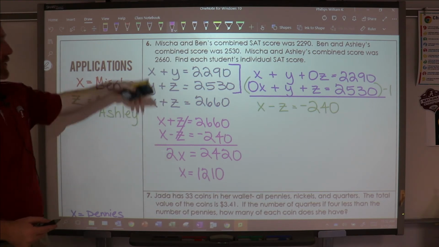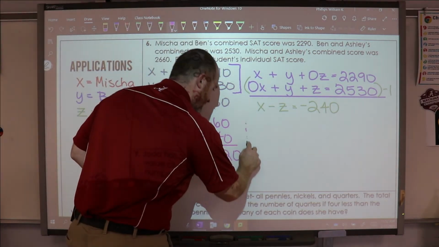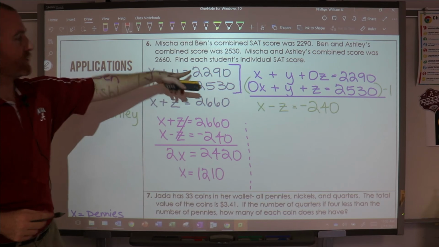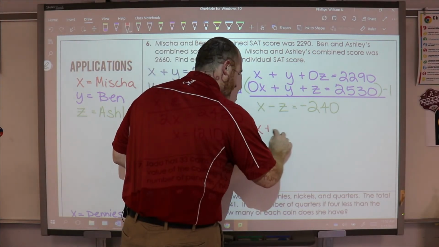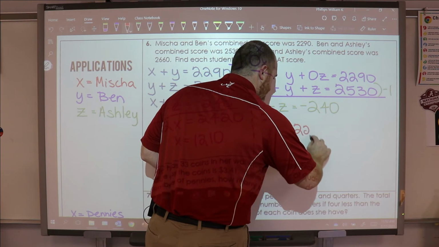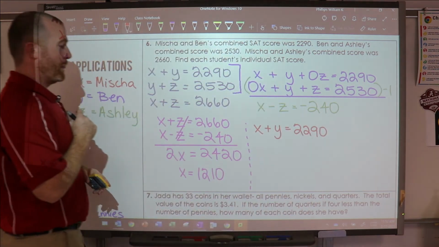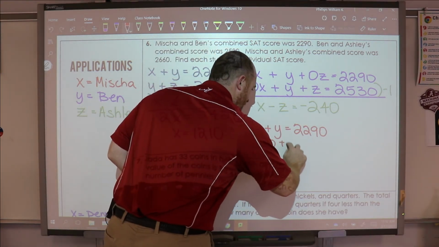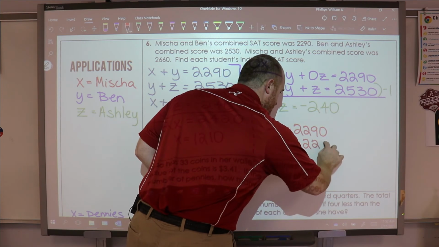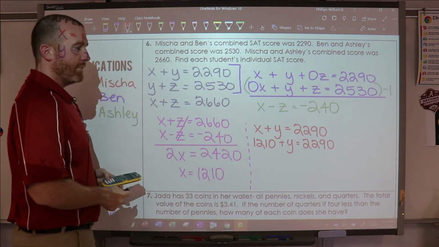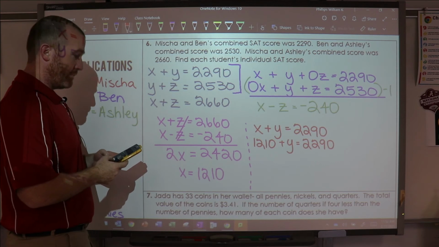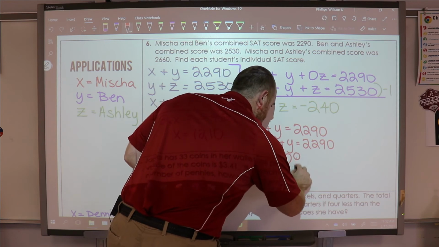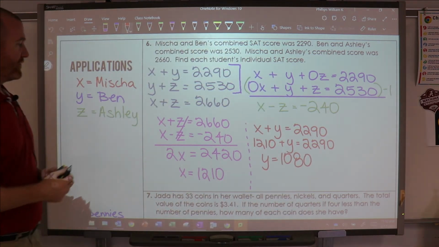So we can use substitution to find our other scores. Let's say we want to find the value of Ben's score. Well, X plus Y is 2290. So I'll substitute in X. I have 1210 plus Y equals 2290. So if I said 2290 minus 1210, this is going to give me 1080. So that's the value of Ben's score.